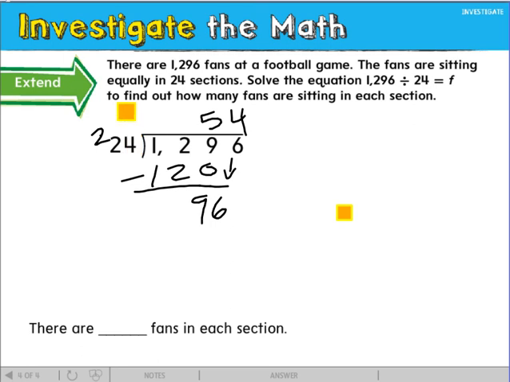4 times 4 is 16. There's my 1. Get rid of that. 8 plus 1 is 9. 96. So my answer is 54 fans in each section. Okay?